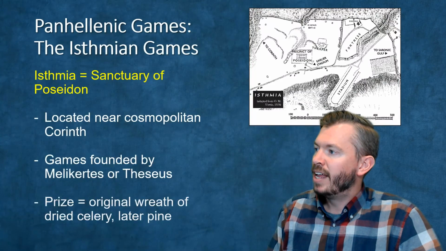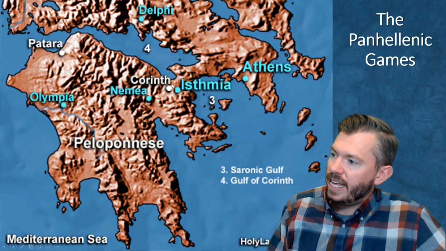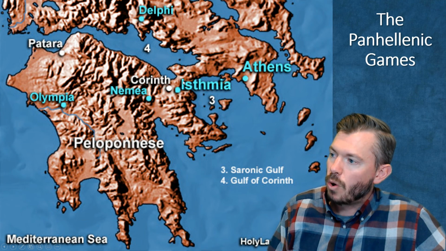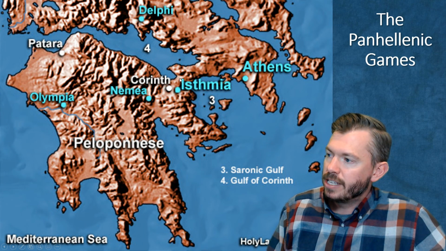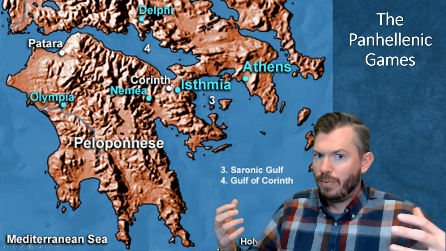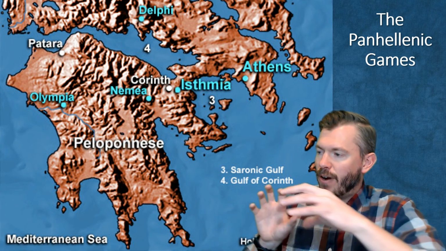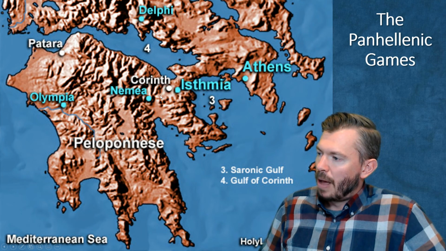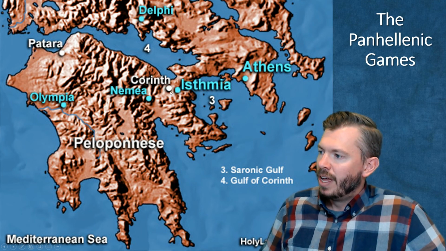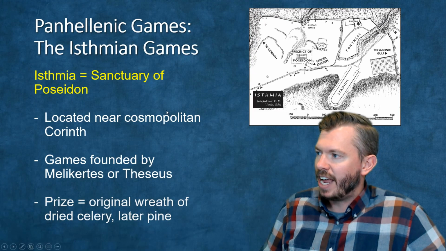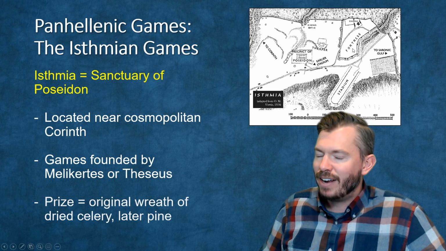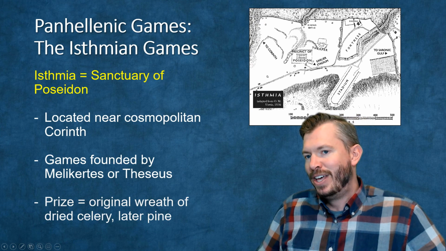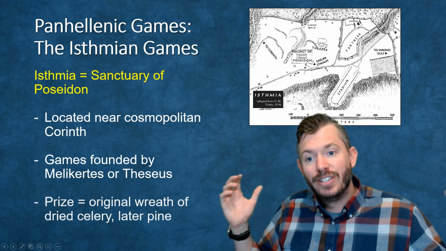We've also got the Isthmian Games. So Isthmia is right next to the major city of Corinth, right here. And this is a big deal because, well, we get the word isthmus from this, where it connects Attica, where Athens is, to the Peloponnese and the Argolid down here. So a very, very strategic site. And as a site right next to the water like that, it is, no surprise, dedicated to Poseidon.